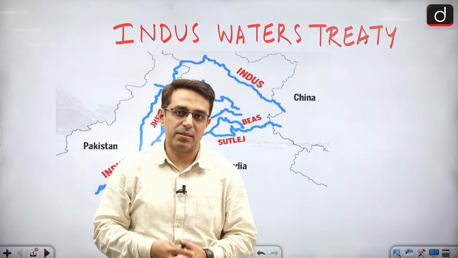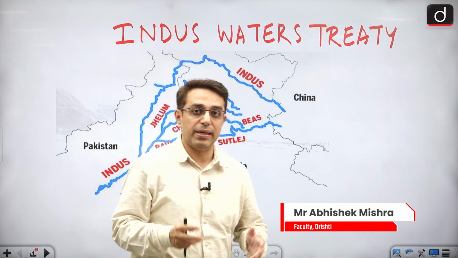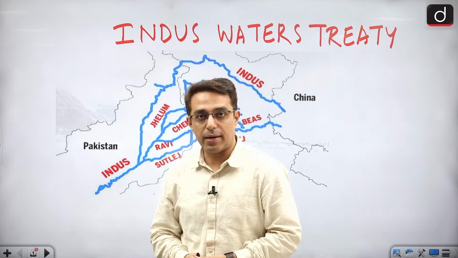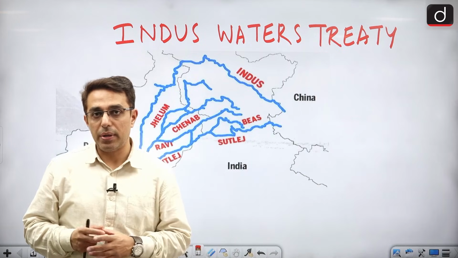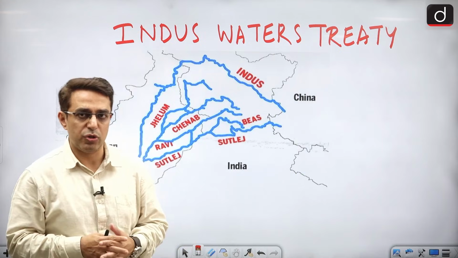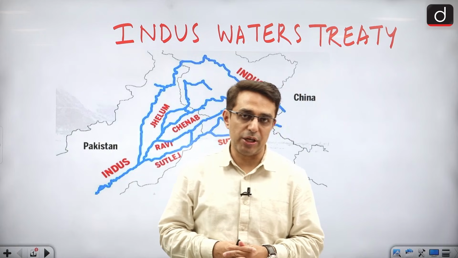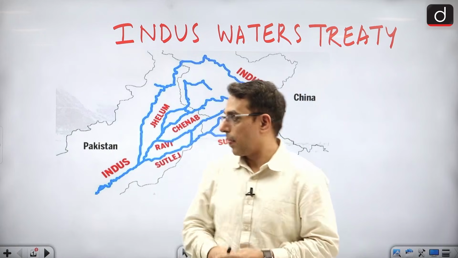So now let us discuss the Indus Waters Treaty, which is in news because of India's suspension of the Indus Waters Treaty after the Pahalgam terror attack by Pakistan supported terrorists. So this is a very important topic, and even otherwise we should know about the Indus Waters Treaty of 1960 and what are its implications and why India has decided to take this step.